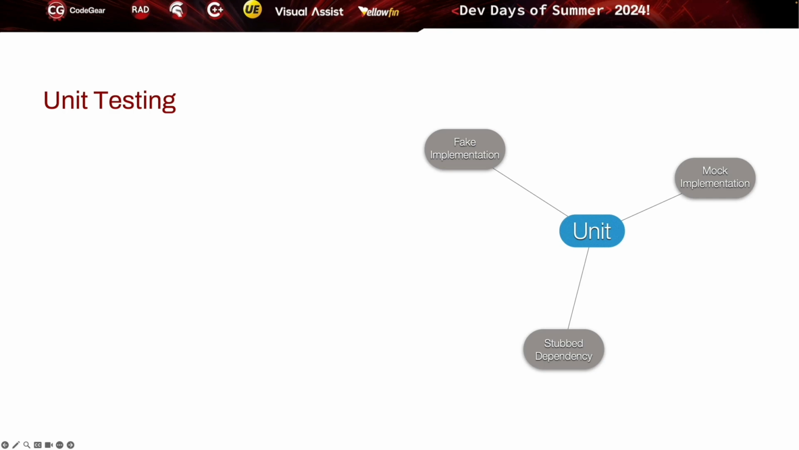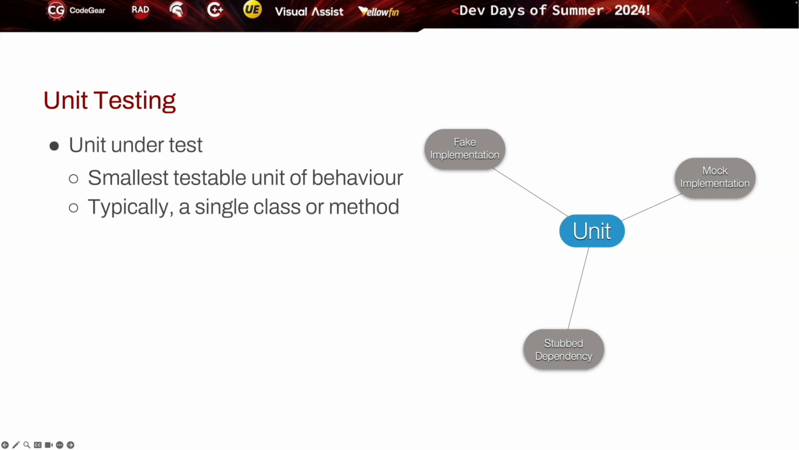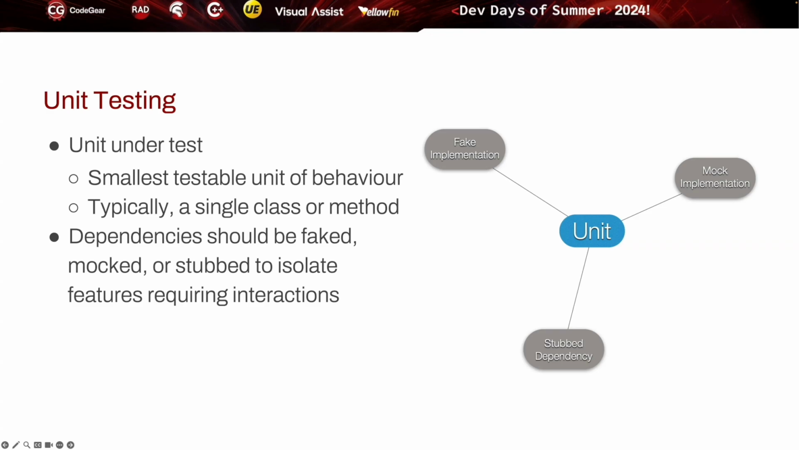We should understand there are also different levels of testing. So the most basic form is unit testing, and unit testing just says you have a unit of code, whatever that unit is. It should be the smallest thing. So you have a unit under test. It should be the smallest testable unit of behavior that you want to test, and it's typically a single class or method. And dependencies should be faked, mocked, stubbed, to isolate features requiring interaction. So you don't want to be testing things beyond the boundaries of the unit you're testing.